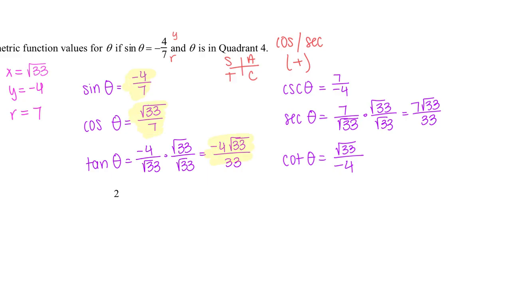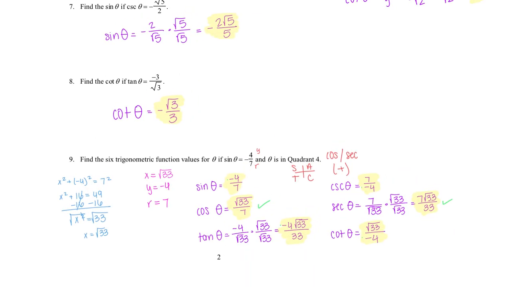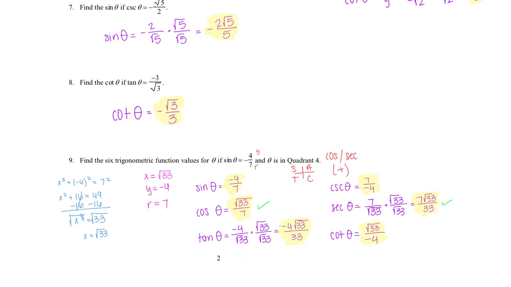Just checking my signs. Remember, the only ones that can be positive are cosine, which is positive, okay, that's good, and secant. Everything else is negative, negative, negative, and negative. So I got it. Okay, going ahead to the next page.